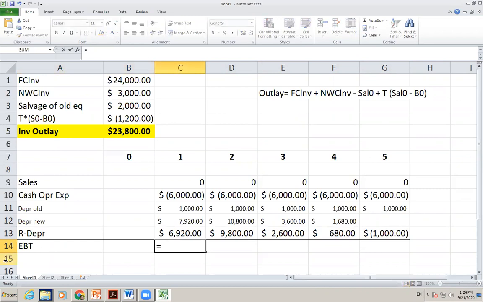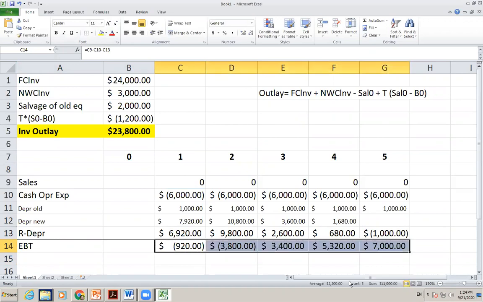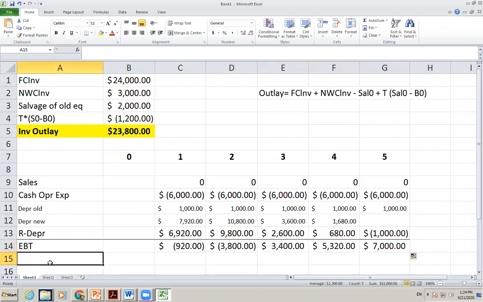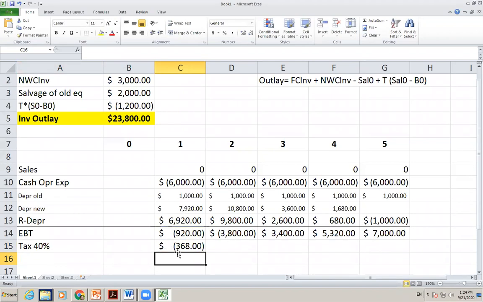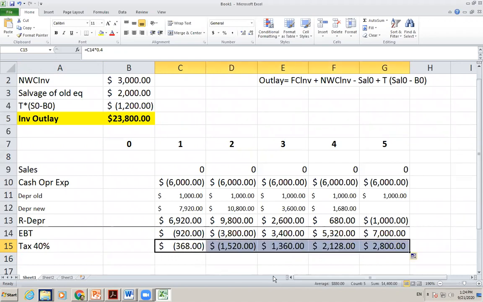So the way to calculate is the same. Sales minus cash operating expenses and minus depreciation. 920, and we just drag it, okay. The tax is 40%. This times 0.40. So this is our tax saving.